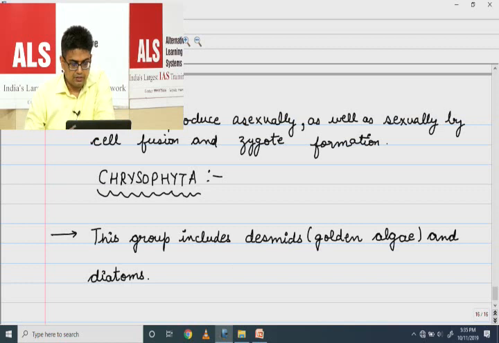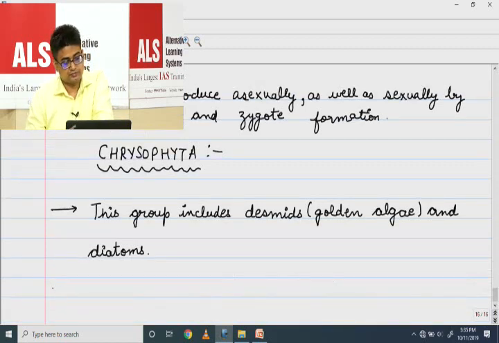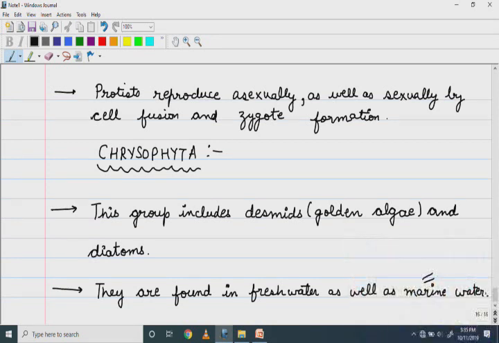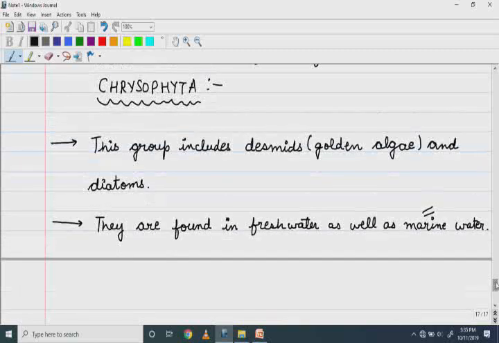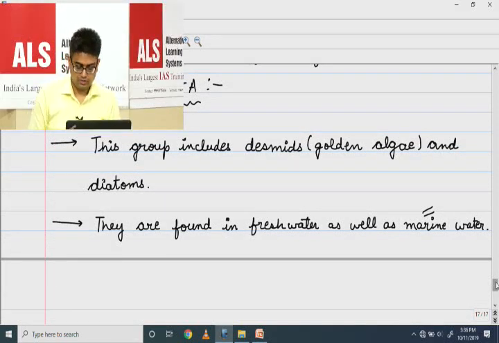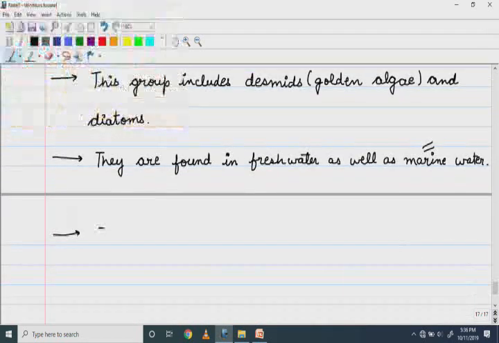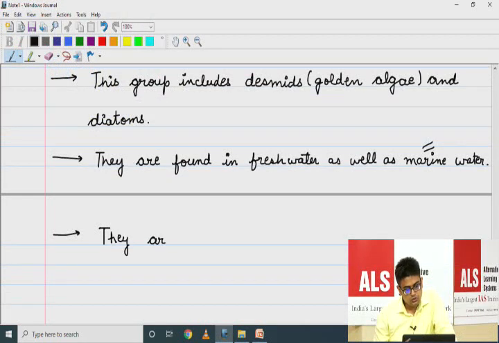Okay. They are found in fresh water as well as marine water. Mainly in marine water. Fresh water specimens are quite less. Marine water specimens are more. And they are microscopic. Next point. They are very small organisms.